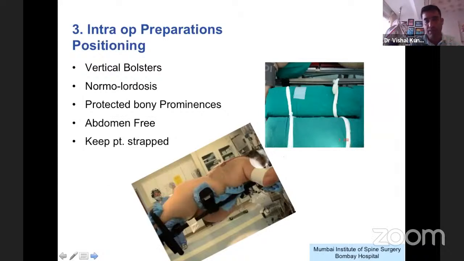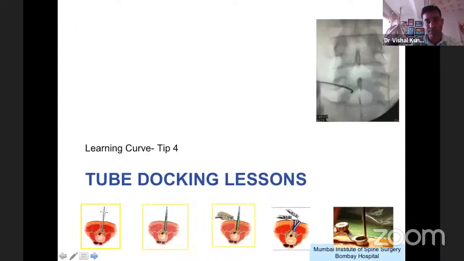Different types of bolsters have been used, but the basic principle of protecting the bony prominences and keeping the abdomen free cannot be overemphasized. One thing very important is that in an MIS surgery, you may want to tilt the table to one side, which may result in the patient tilting to the other side. And that's why keeping the patient strapped to the table is extremely important. One must pay attention to this.